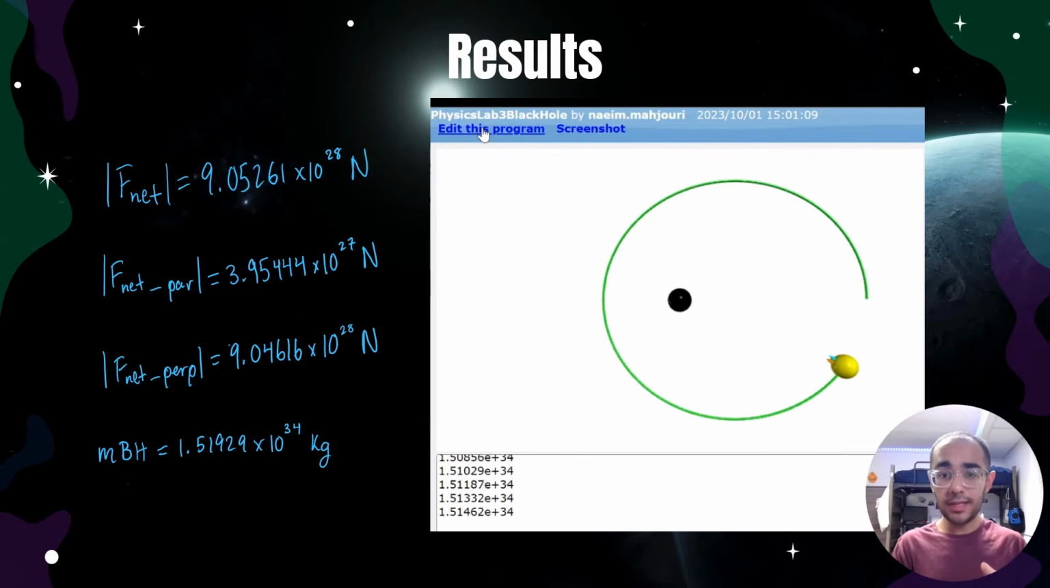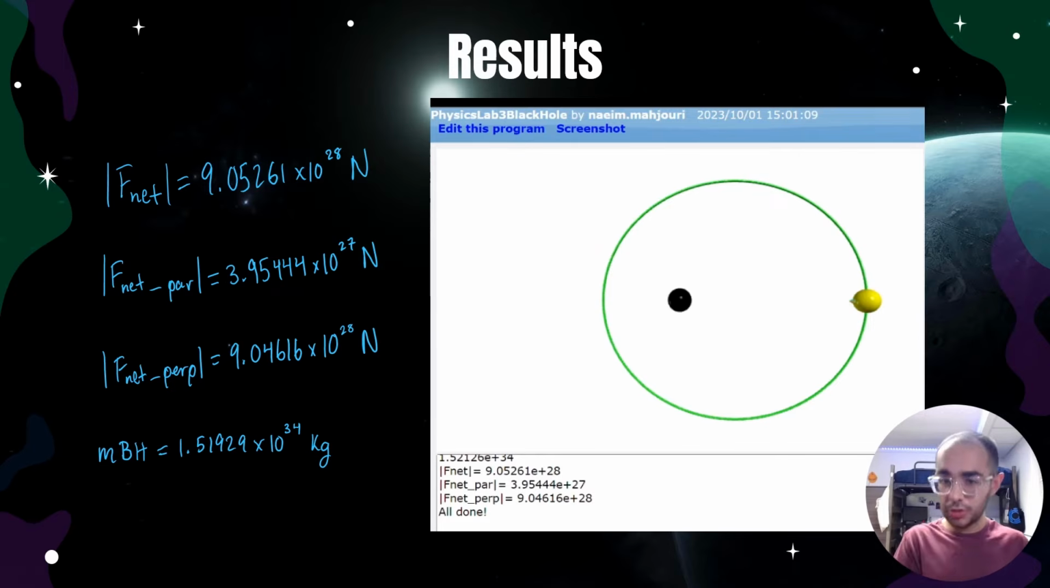Since the orbit is not circular, we're going to have different net forces on the star. When you're closer to the black hole, the force is going to be greater. Now, because of this, we had to calculate the mass at each individual timestamp. So we got the average mass from all those different masses, and we got that calculated to about 1.5 times 10 to the 34th kilograms.